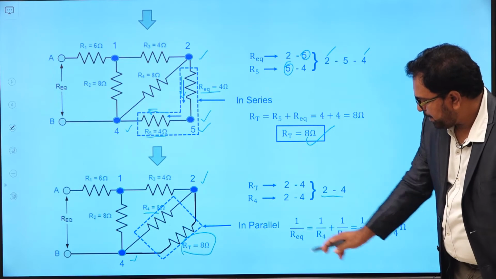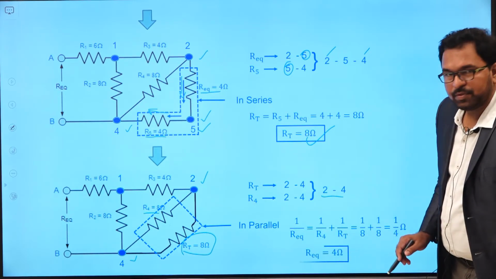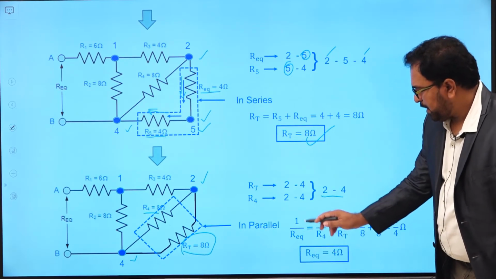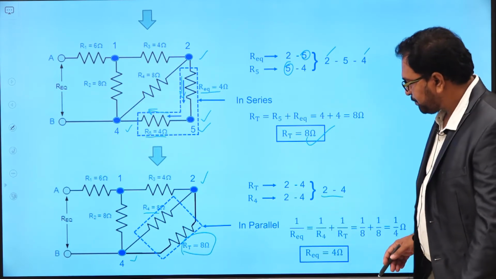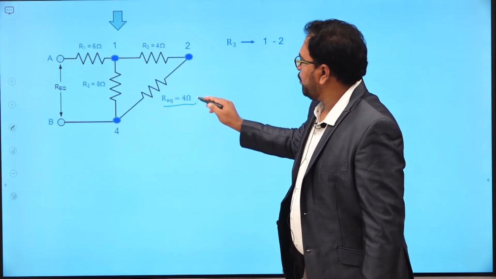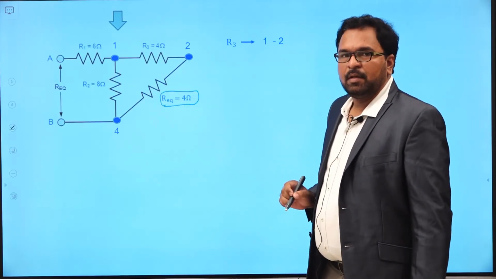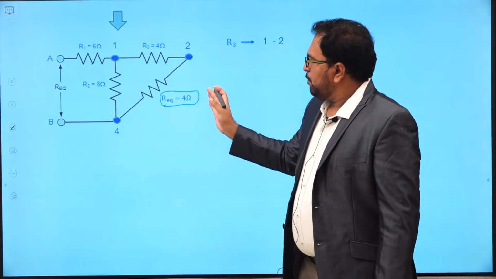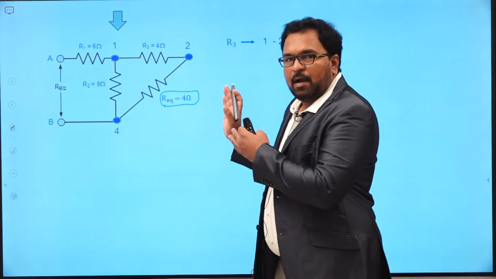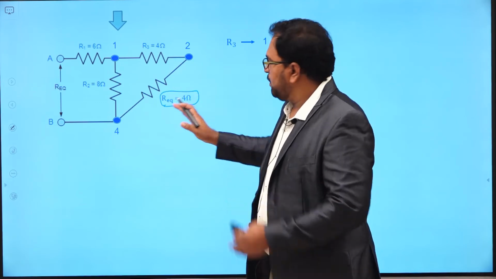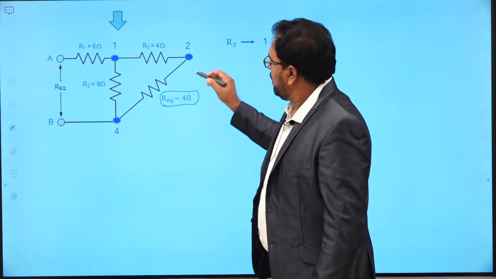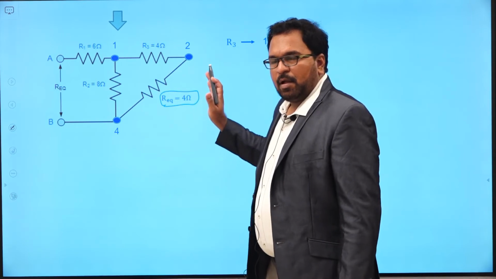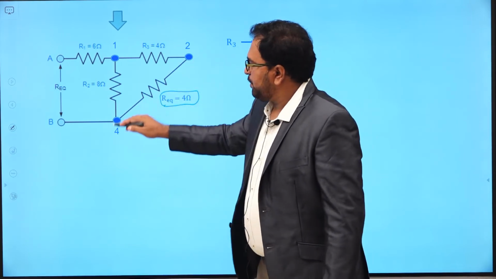This is 1 by R equivalent. Then what is R equivalent? 4 ohms. Don't forget this, because we are always calculating 1 by R equivalent in case of parallel. Now remove these two resistors and place an equivalent resistance of 4 ohms in between 2 and 4. When you remove the combination of resistors that are connected in parallel, the nodes are not going to be eliminated, because in case of parallel, all the elements are connected between two nodes only.